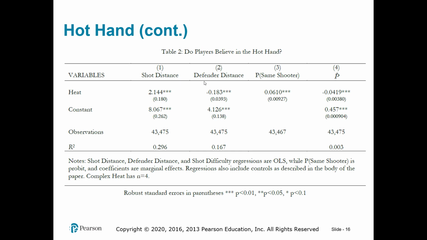And this is the defender distance. And we find that this goes in the opposite direction to heat. And again, this is highly significant. So if you're a very hot player, this basically means the defenders come close to you. The defenders hone in on you.